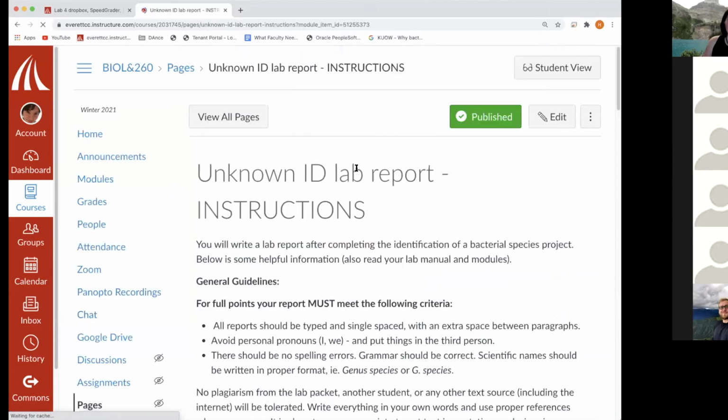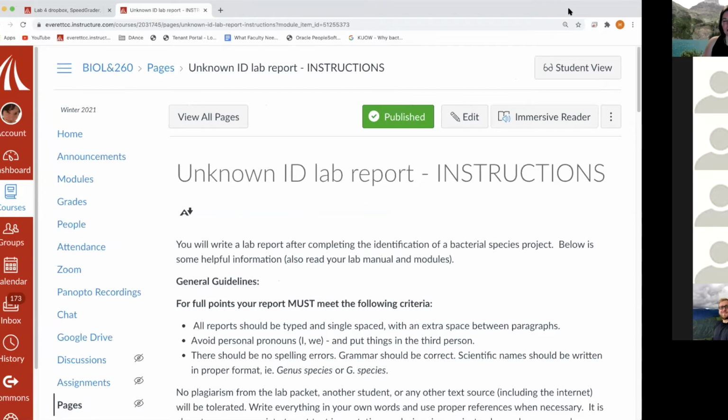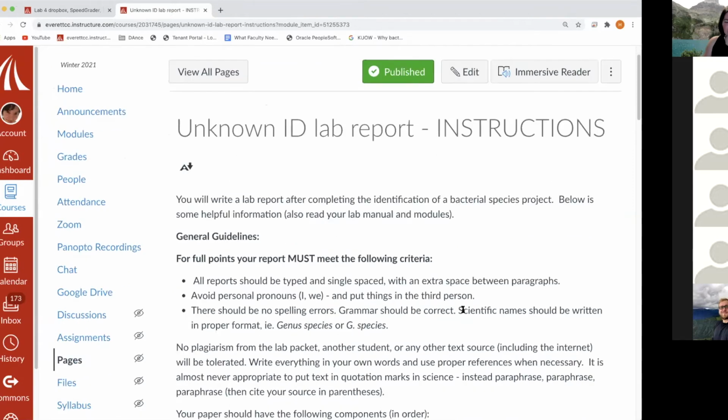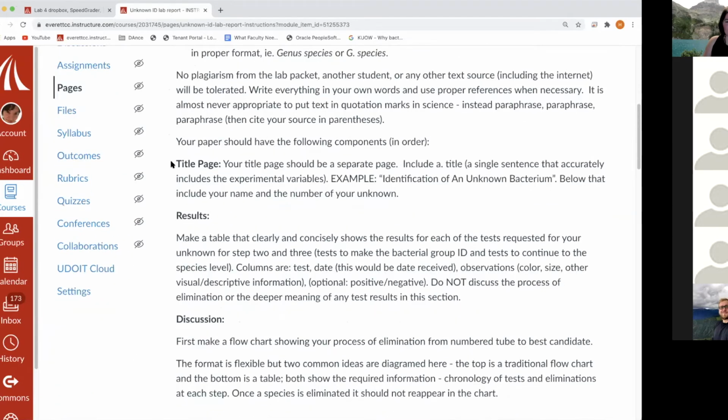So I just want to walk through this and reiterate some of the important things and point out the places where people sometimes make a mistake. So I just want to be clear, the title page is a separate page. All that's on it is your title. And as Jade mentioned, you could steal my title if you want. You don't have to, but it should be something like this.